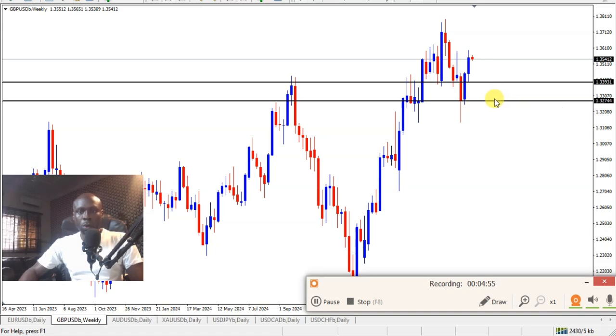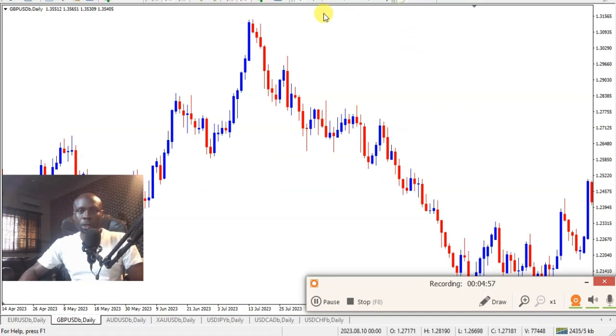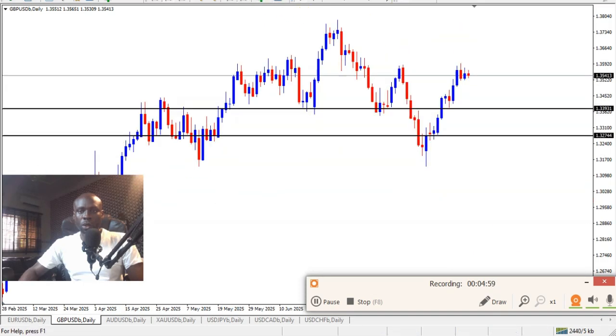GBPUSD. So we're looking for a selling opportunity for the GBPUSD this week, because our structure on the daily chart is in a downtrend, and we also have price closing on a weekly resistance level, which indicates a sell opportunity for the GBPUSD. So we'll be looking for a sell opportunity for GBPUSD this coming week.